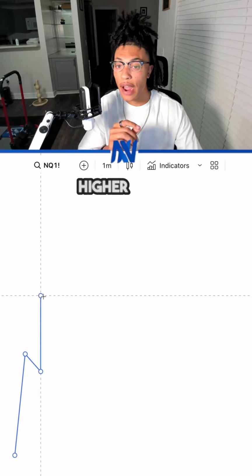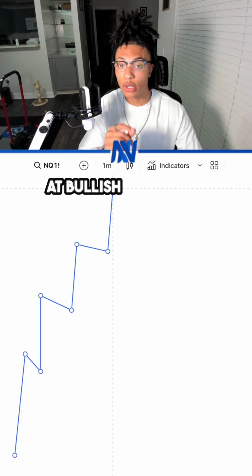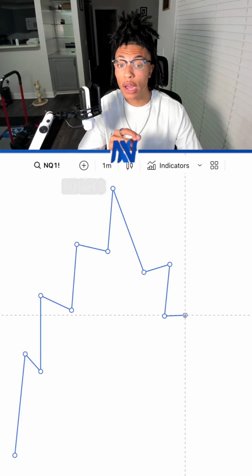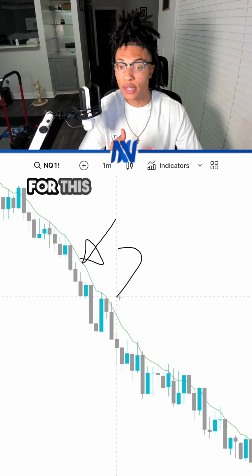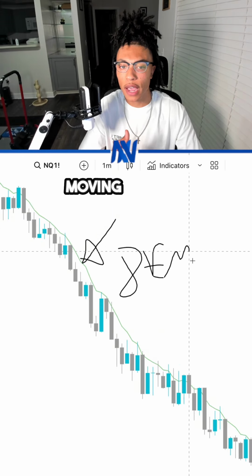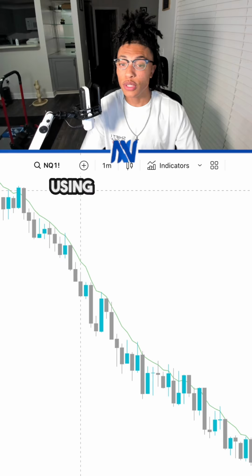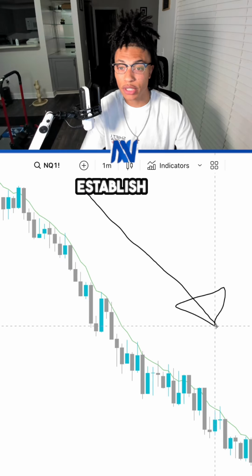If price is making higher highs and higher lows, then we're looking at bullish momentum. And if price is making lower highs and lower lows, then we're looking at bearish momentum. Now, the indicator we'll be using for this is an 8-length exponential moving average, or 8 EMA for short. Using this indicator, we can cleanly establish the trend of the market.